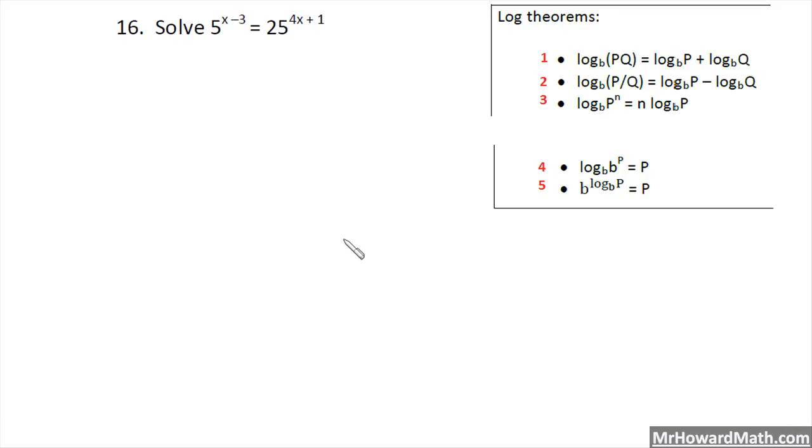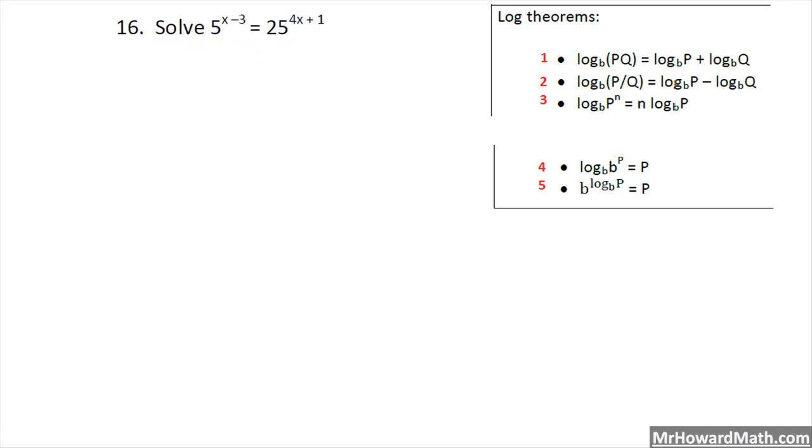This will be the third video for your Unit 14 pre-cal review over logarithms for the Unit 14 test. So 16 here, we're picking up there. Solve 5 raised to the x minus 3 power equals 25 raised to the 4x plus 1 power.